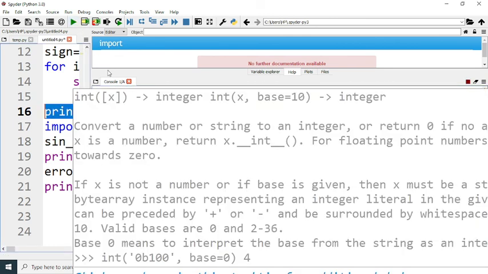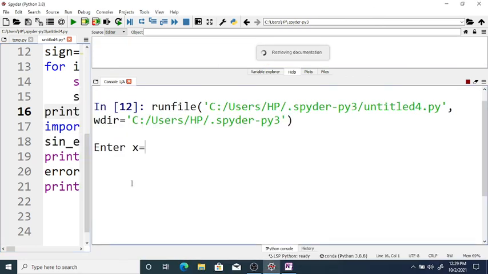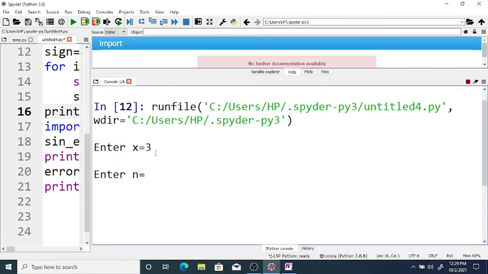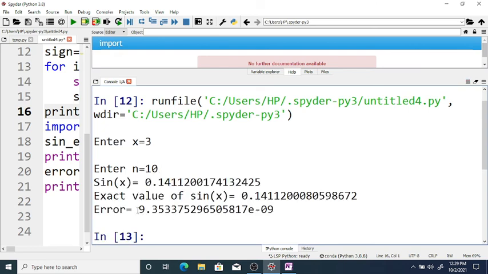For example, if you run one more time, and here x is equal to 3 and n is equal to 10, now you can see here the error is very small, 9.35 e raised to minus 09. So the error is very negligible. So you can observe here the answer obtained from series expansion is very close to the exact value of sin x. Thank you.